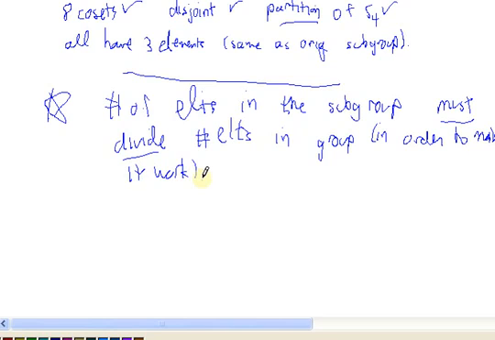Think about it. It's just a counting thing. Suppose you have 24 oranges and you want to divide equally among 4 people. Well, 4 must divide 24. You can't possibly divide 24 equally among 5 people. So in this case, when we want to divide the elements in a group into cosets, and each coset has the same number of elements, that means the number of elements in the coset must divide the number of elements of the group. Okay. So this is called Lagrange's theorem.